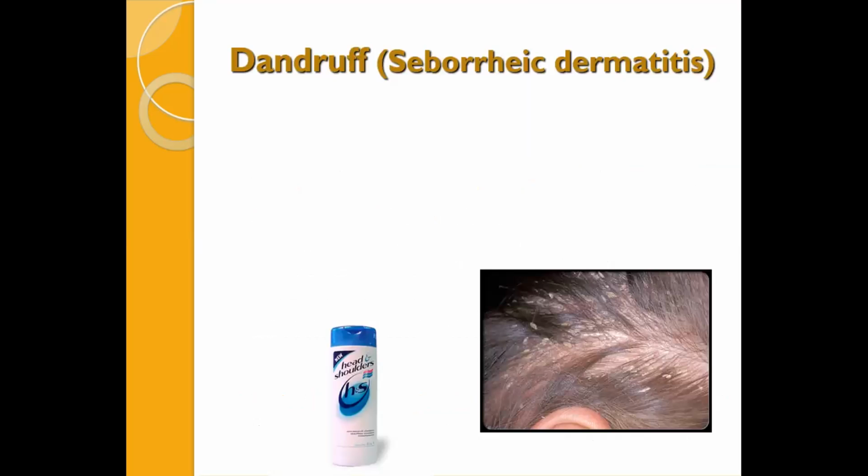All right, dandruff. Dandruff is caused by yeast. What type of organism is yeast? Don't say bread. This is not the kind of yeast you want to make bread with. What is yeast? It's a fungus. That's right. This is a fungi.